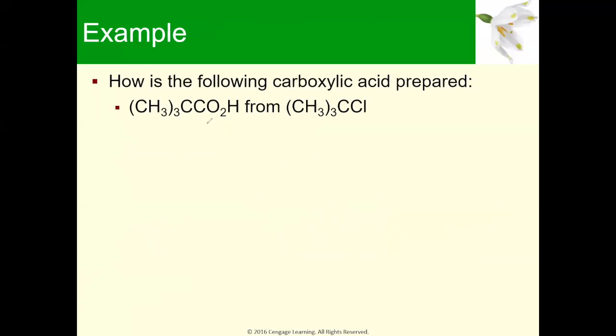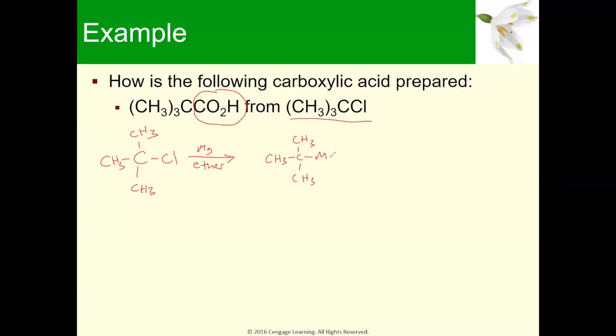So what we need to do is produce this carboxylic acid functional group right there, remember CO2H. And we're starting with T-butyl chloride. So we've got a carbon that's got 3 methyl groups on it and a chlorine, T-butyl chloride. And so if we just react that with magnesium, usually in some ether solvent, the magnesium just inserts itself between the carbon and the chlorine. So again, we've got the CH3 carbon, and then the other 2 methyl groups up top and down below. But now MgCl, and now this is my Grignard.